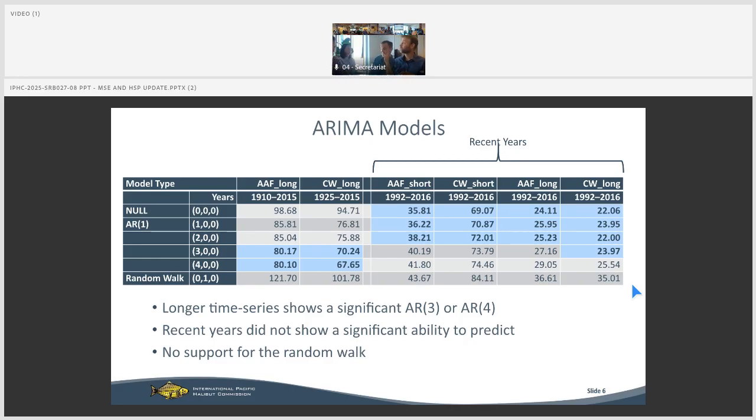I can't remember what the different numbers stand for, but the 010 is basically a random walk, a differencing, and it really has no support based on an AIC. It didn't explain it well at all. That doesn't mean I'm going to give up on this.